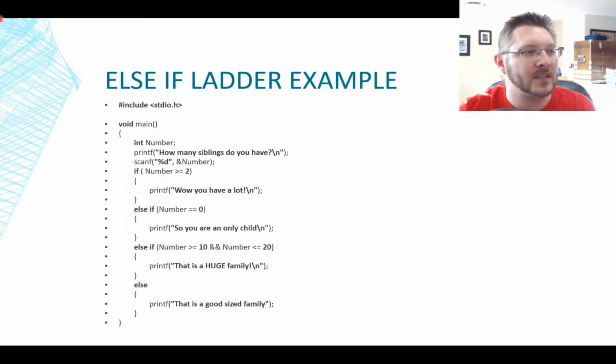So there is an else if ladder for you. We checked that if it's greater than or equal to 2, then wow, you have a lot. You're an only child if it's 0. And then if you're in between those numbers, then wow, you have a huge family. See? So that is an example of an else if ladder.